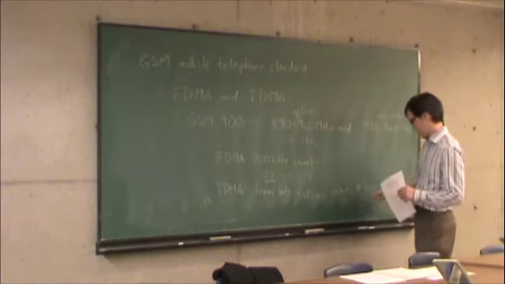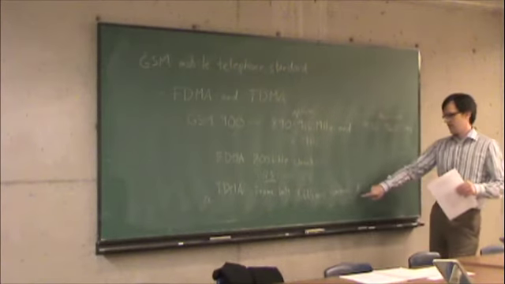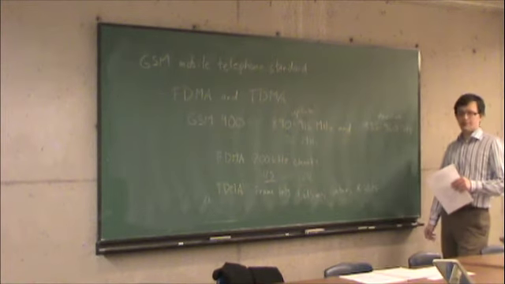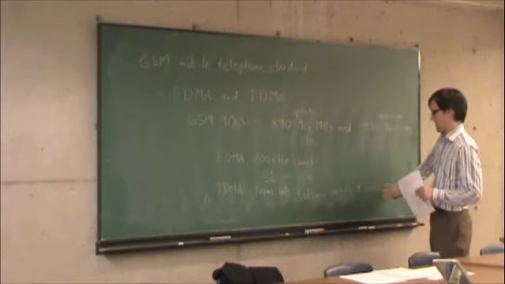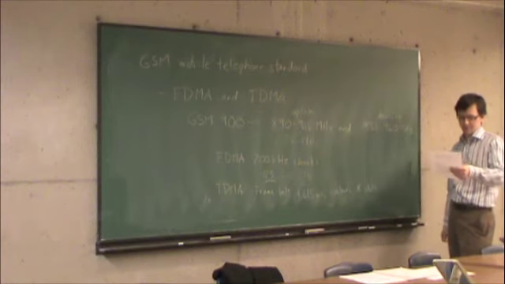So how many users can we pack into this system? Basically, it's 124 times 8, which is just under 1,000. So in GSM 900, we can basically have 1,000 phone calls going on at the same time.